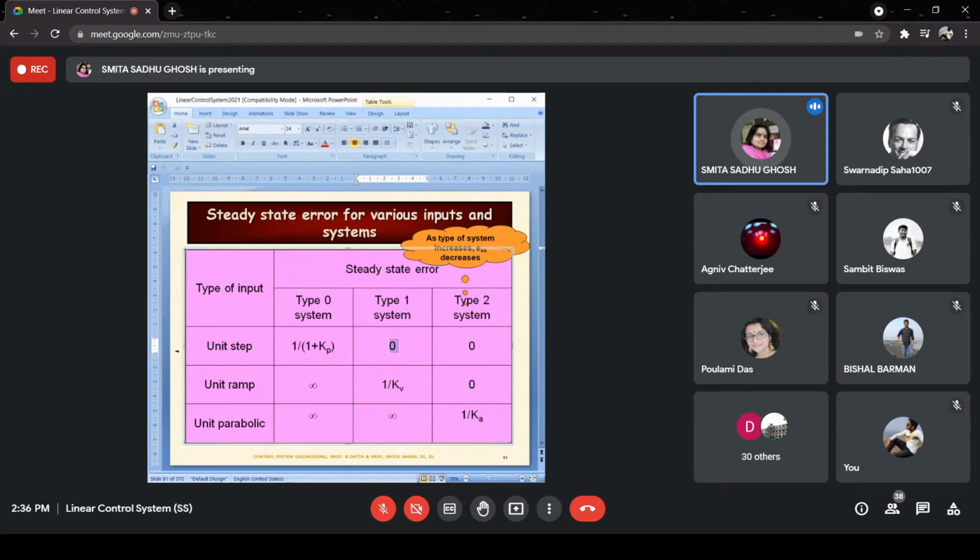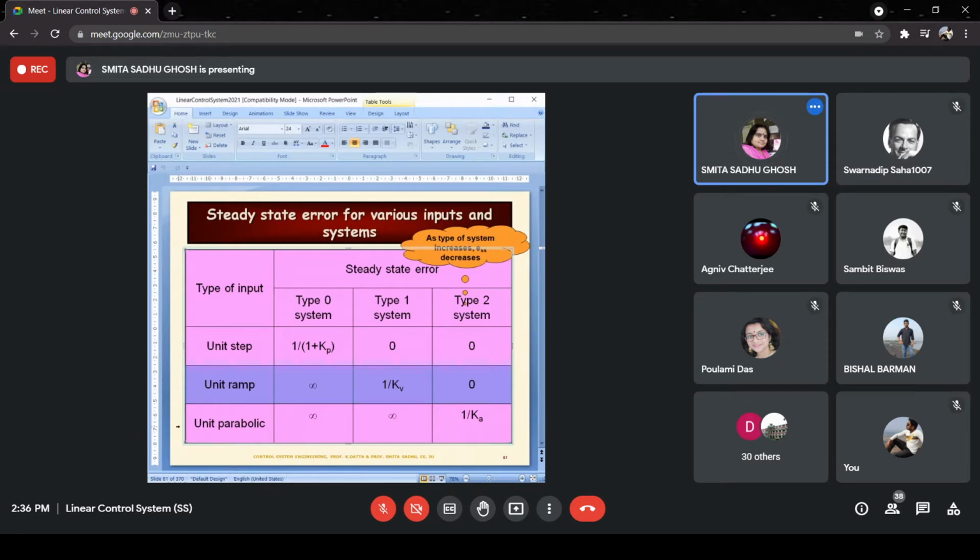Also, you can understand now that for systems of type 3 and higher, if I am applying a step input, the steady state error will still remain 0, right? On the other hand, now if we are applying a ramp input for a type 0 system, the steady state error is infinite, whereas for a type 1 system, the steady state error is a constant, and for a type 2 system, it is 0. You will see that for type 3 and higher type systems, the steady state error will remain 0, right?